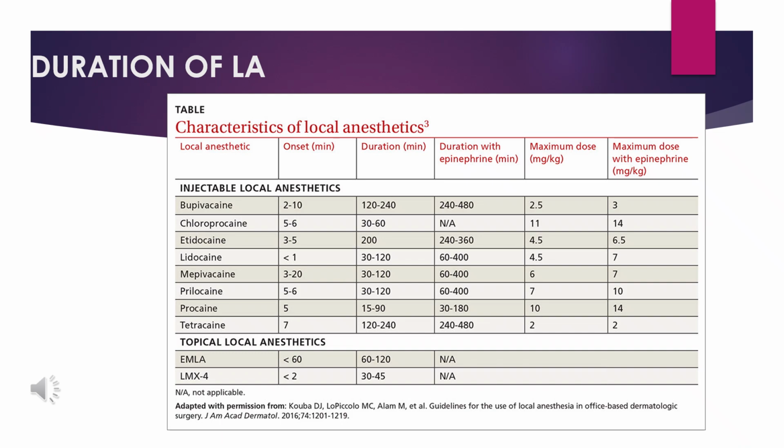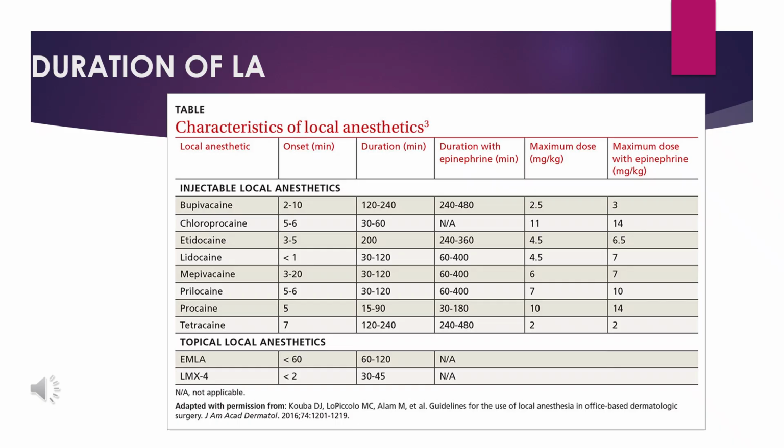Duration of local anesthesia means the time from the onset of action to when its action wears off. That means the duration of anesthesia is the time from onset of action, that is, when the LA action started, to when the LA action wears off or stops. This is the duration. The onset of nerve block is always rapid and recovery from the nerve block is slow.